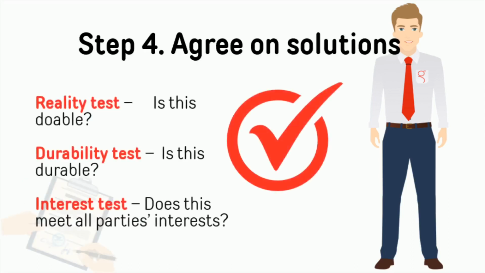To reach an agreement on solutions, apply the following 3 tests. 1. Reality test. Evaluate the feasibility of the proposed solution by asking, is this doable? Ensure that it aligns with practical considerations. 2. Durability test. Assess the sustainability and long-term viability of the solution by questioning, is this durable? Consider the potential for lasting effectiveness.